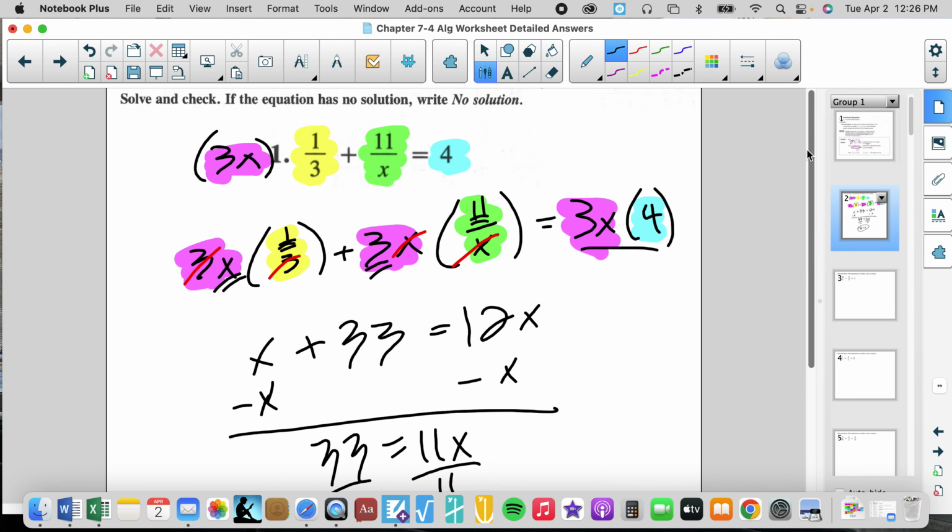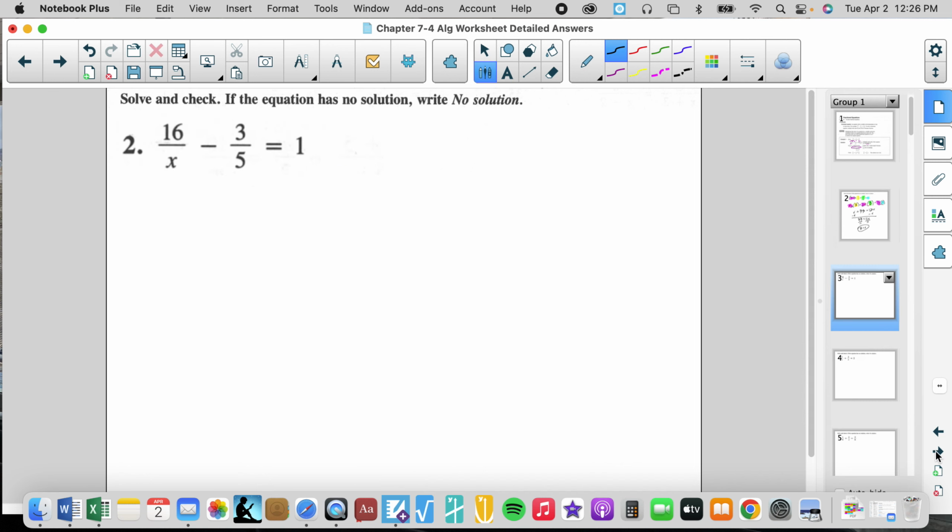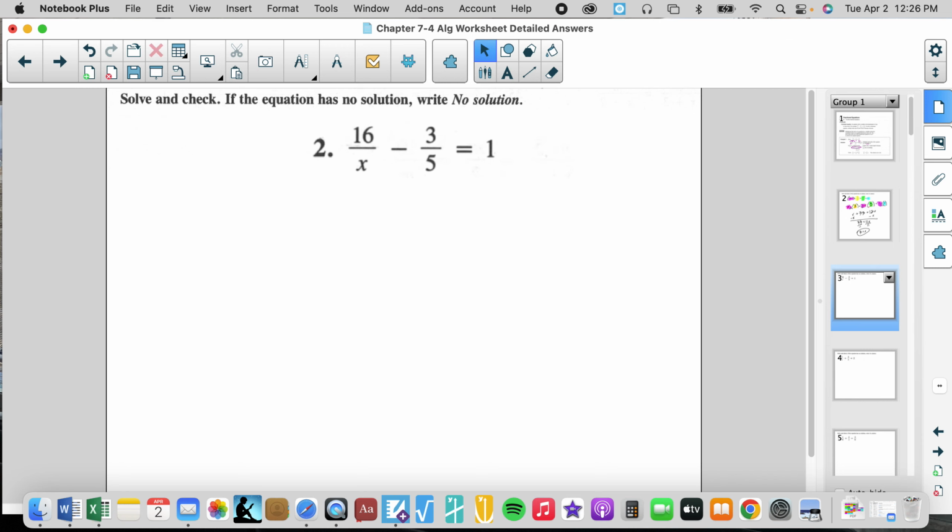If we wanted to check it, 1/3 plus 11/3 equals 4. 1/3 plus 11/3 gives us 12/3, which equals 4. So checking, you can do mental math. That's not necessary to plug it in. It's relatively easy. So we look at the denominators, x and 5.